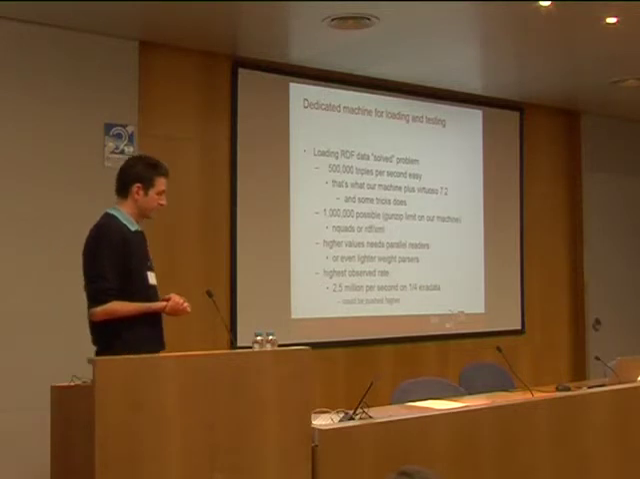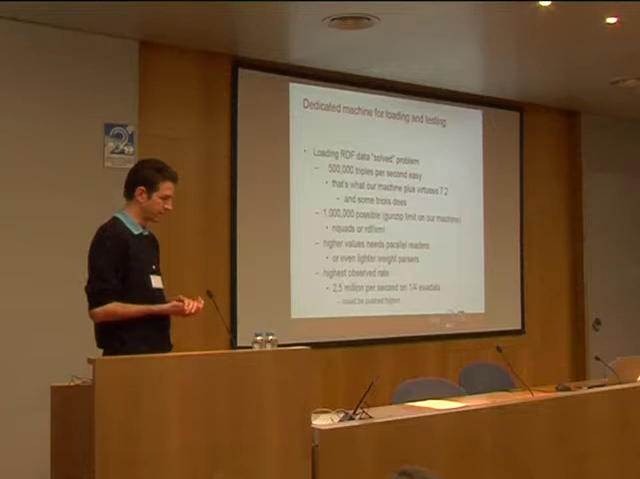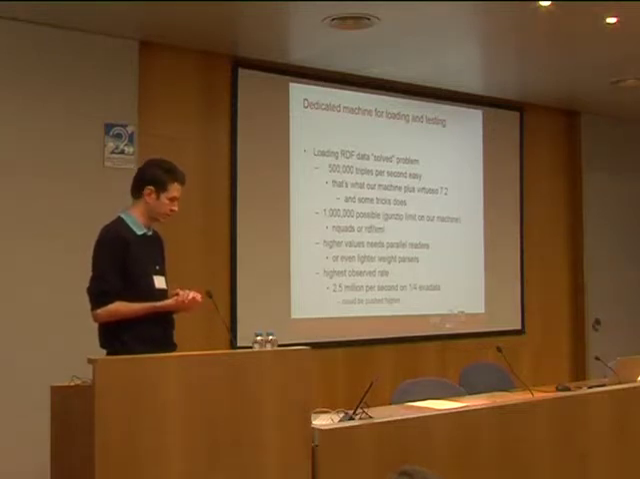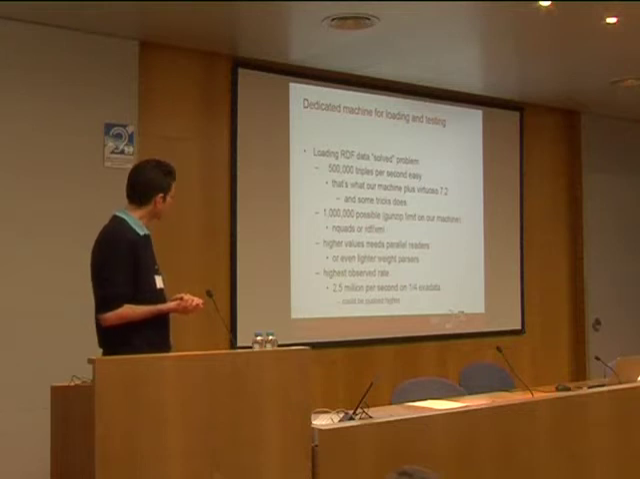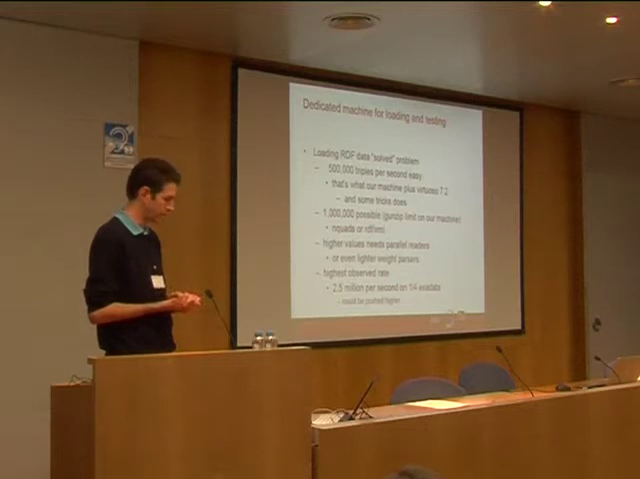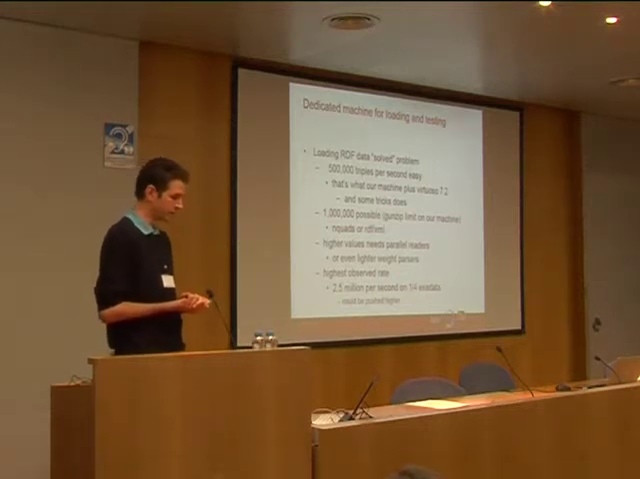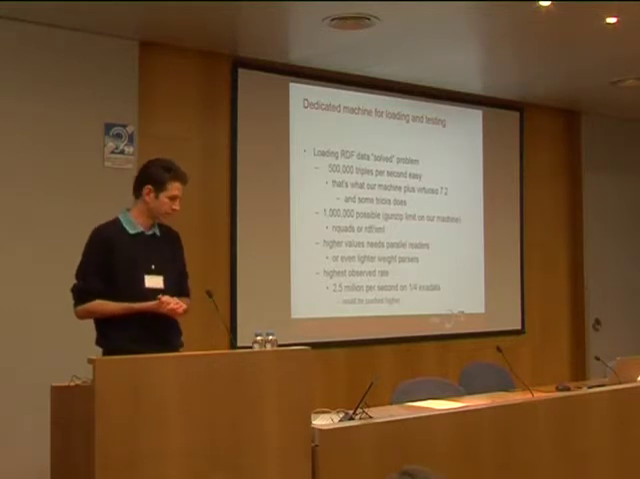Loading RDF data these days is a completely solved problem. 500,000 triples per second is something everybody manages, I think, which on the commercial side is quite possible. You can quickly hit the gzip, gunzip limits on our machines. XZ is a bit slower. Higher values than that are definitely possible. You just need more hardware, more parallel readers.